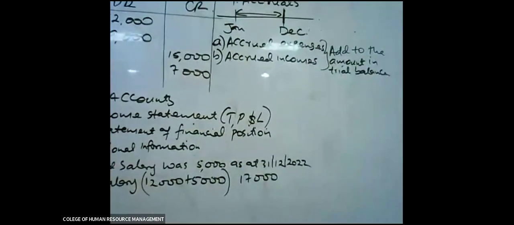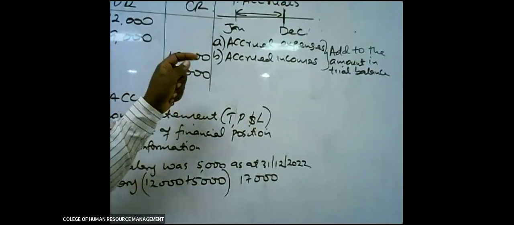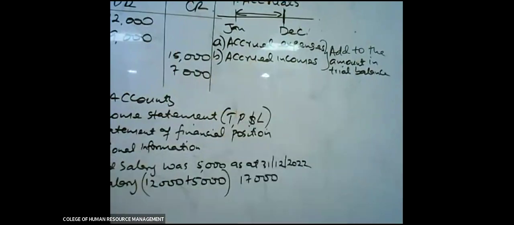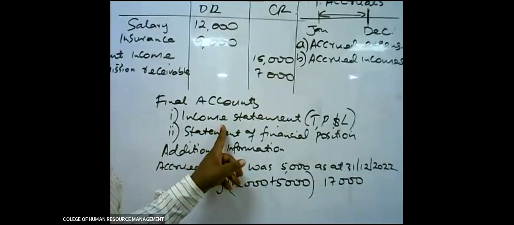So when you are going to be listing the incomes, then the rent income should not be 15,000, it should be 15,000 plus that 2,000 that is yet to be received. The total income from rent from that period is 17,000. So accruals you add. Then the other thing that you need to note, that is as far as the income statement is concerned.